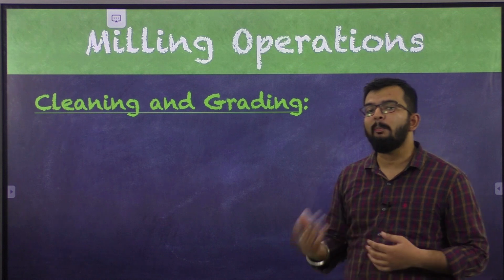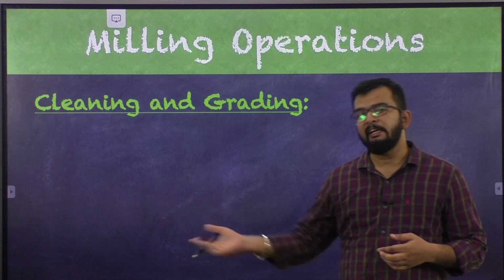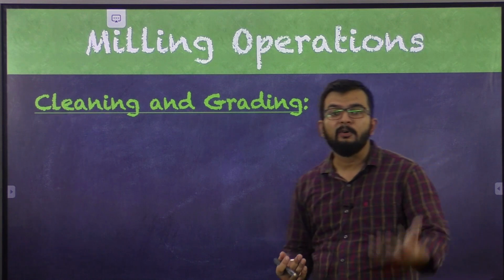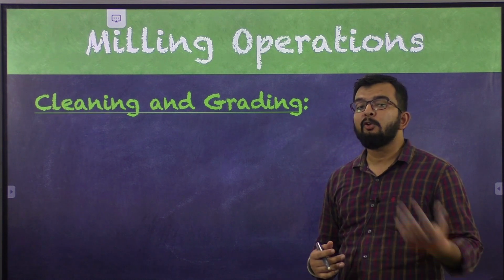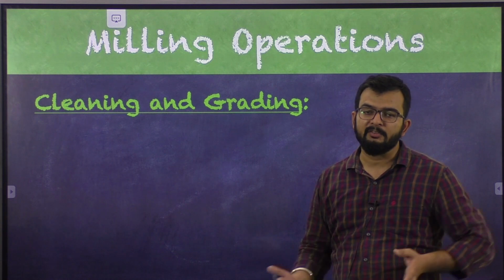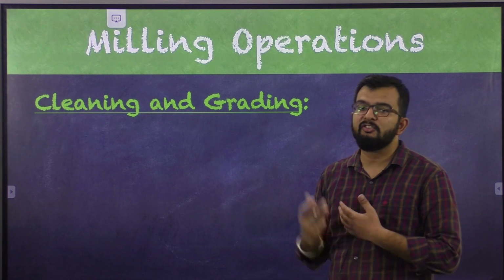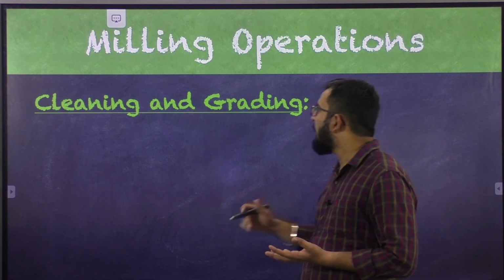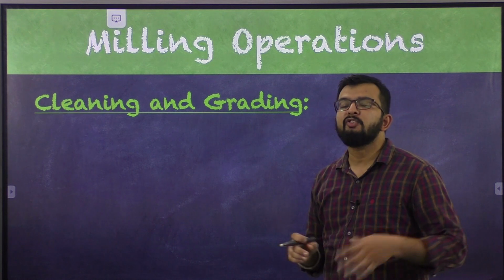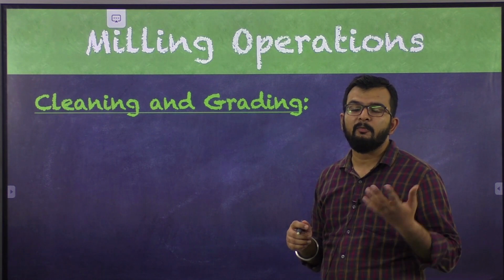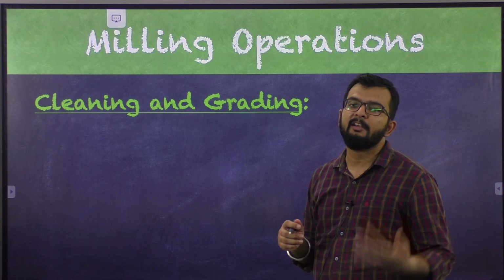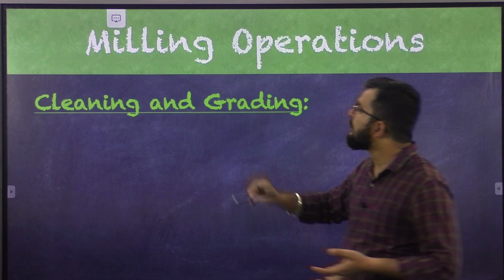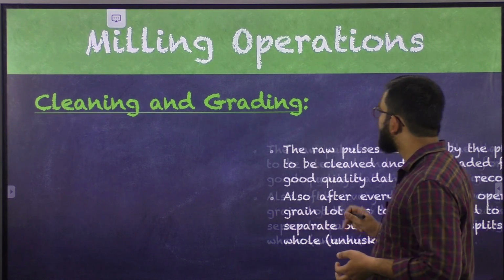As soon as the raw pulses are received from the fields, they need to be cleaned and they need to be graded. Graded in the sense, if lower quality pulse is there, it needs to be separated out from high quality pulse, because high quality pulse will fetch the farmer or the company a better rate compared to the low quality pulses. Cleaning is required because during harvesting there are chances that straw or other foreign bodies may enter, stones may enter while harvesting. So first of all you need to clean and then grade your pulses, okay.